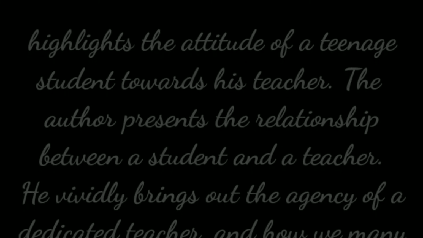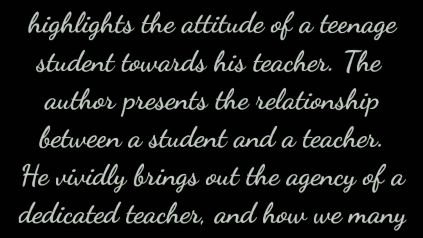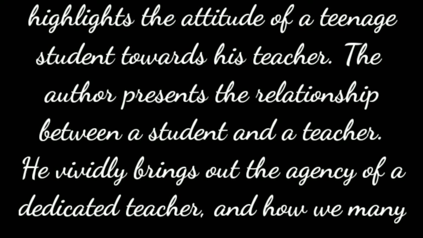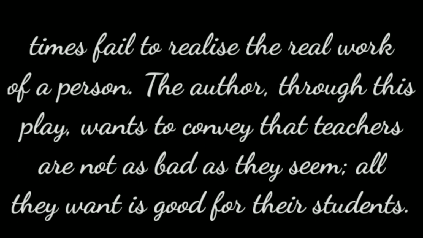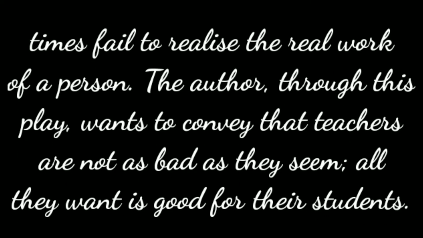Now, let's see the theme of this chapter, The Browning Version. This extract from a play highlights the attitude of a teenage student towards his teacher. The author presents the relationship between a student and a teacher. He vividly brings out the agony of a dedicated teacher and how many times we fail to realize the real work of a person. The author, through his play, wants to convey that teachers are not as bad as they seem. All they want is good for their students, all the time. This is the theme of this chapter.